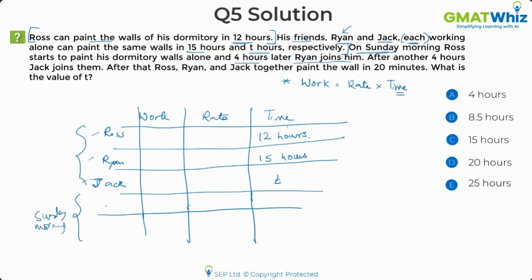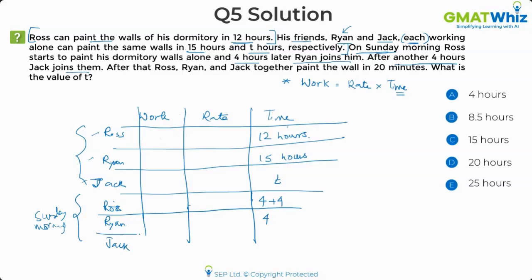So you can write this down, saying Jack started the work alone, worked for 4 hours, and then Ryan joined him. On Sunday morning, Ross started to paint his wall alone, and 4 hours later, Ryan joins him. After another 4 hours, Jack joins him. Now, Ross has already worked for 4 hours, and they're saying after another 4 hours. That means Ross has worked for another 4 hours, and Ryan has worked for 4 hours. And after that, Jack is joining.